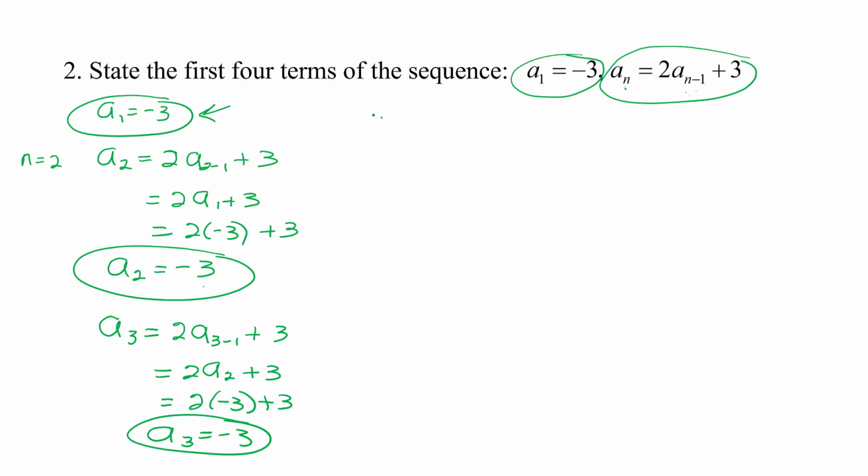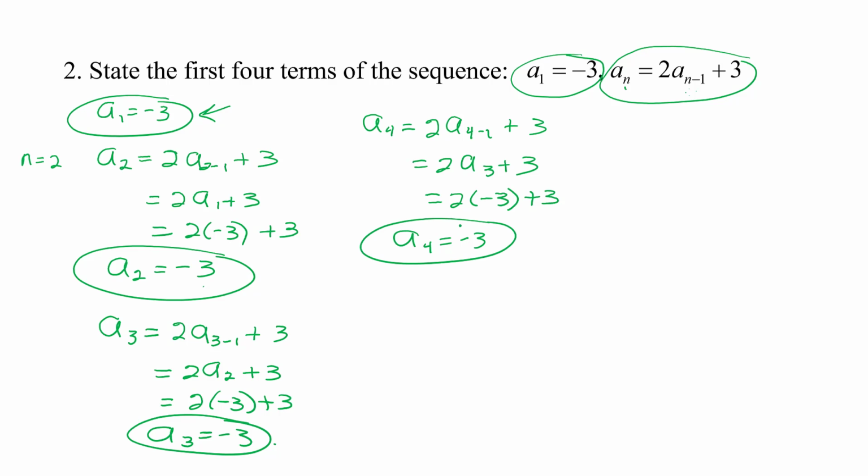Now, I'll bet you can guess what a sub 4 would be, but let's go ahead and work it out through the formula. Setting n equal to 4, we have 2 times a sub 4 minus 1 plus 3, which is 2 times a sub 3 plus 3. A sub 3 was -3, so we have 2 times -3 plus 3, and we end up with a sub 4 being equal to -3, and we have our first 4 terms. The sequence would look like -3, -3, -3, -3, and so forth.